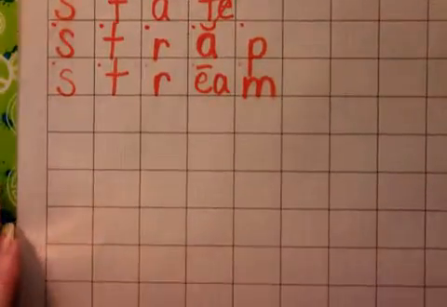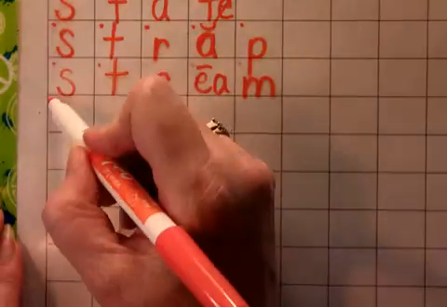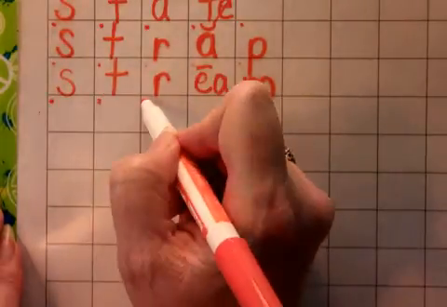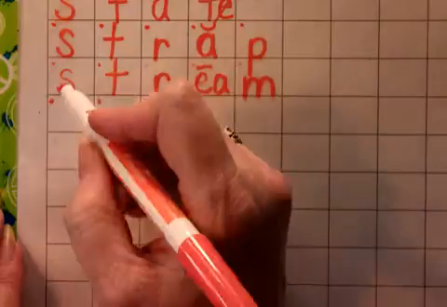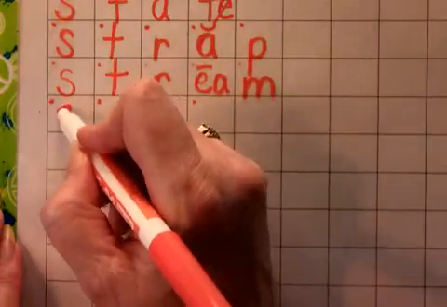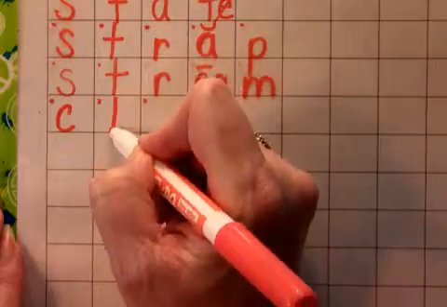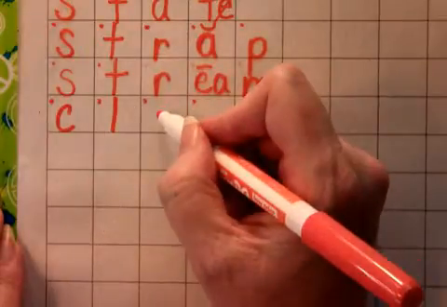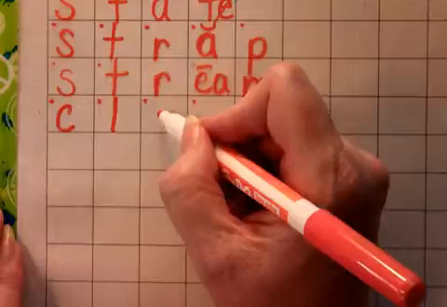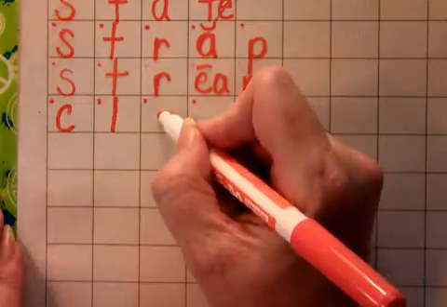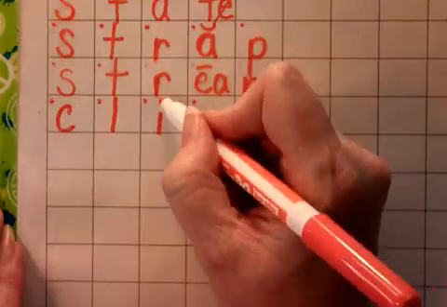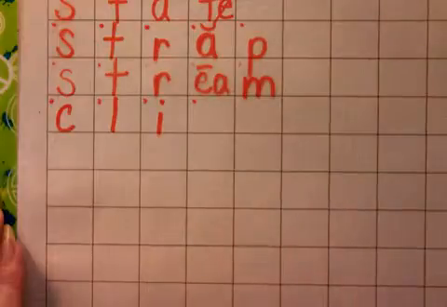The next word is clip. I put a clip in my hair. The first sound is K. Start from the top, go down. I, I. Like the ball's going to go in the hoop. I, in. Start in the middle, go down, and then put your dot on the top.